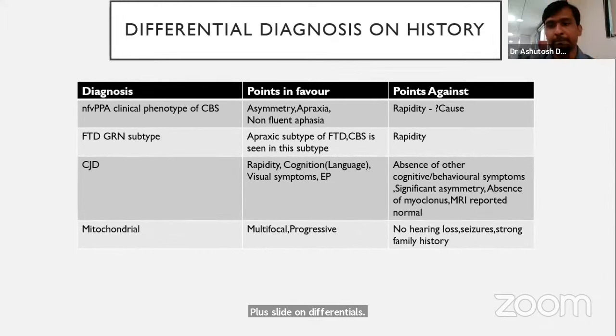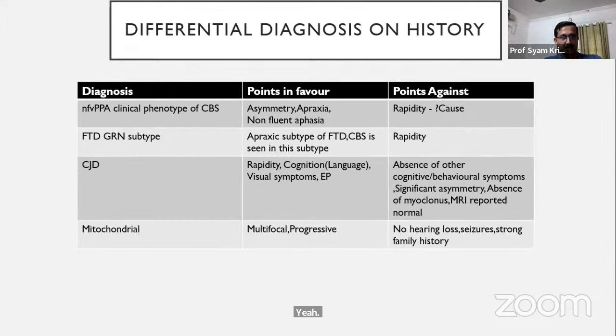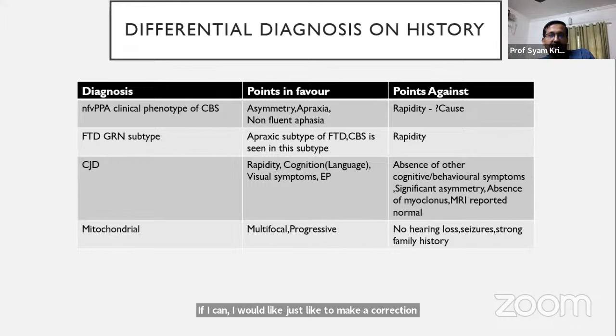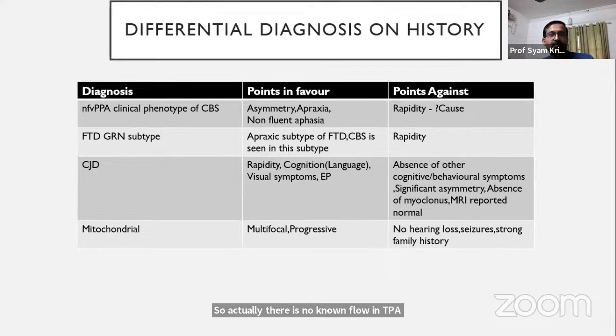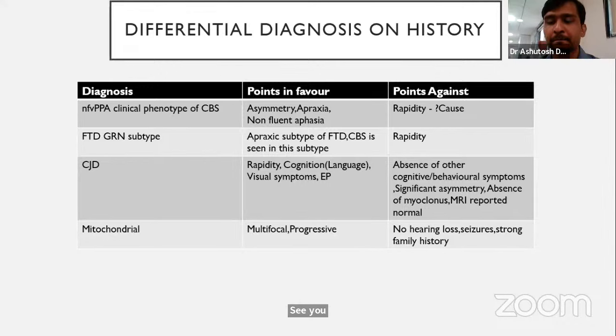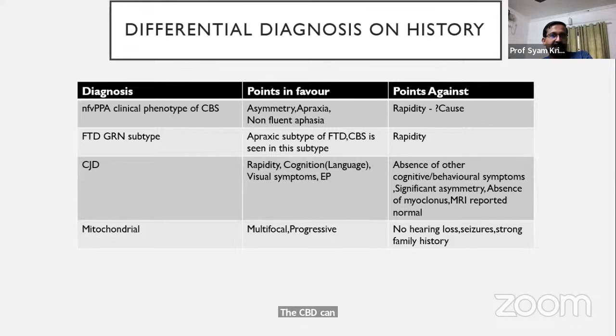You have written a non-fluent variant of primary progressive aphasia as a clinical phenotype of CBS. I would just like to make a correction here. I think you are confusing CBS and CBD. CBS is a clinical syndrome, while CBD, corticobasal degeneration, is the pathology. So CBD can present with different clinical syndromes, one of which is CBS. There is actually no non-fluent PPA variant of CBS; it is the non-fluent PPA variant of CBD. CBD can have a CBS presentation, which is probably the commonest. Apart from that, it can have a PSP presentation, like a Richardson syndrome. It can present as non-fluent primary progressive aphasia. It can also present as a frontal behavioral spatial syndrome. Out of these, CBS is the classical presentation.